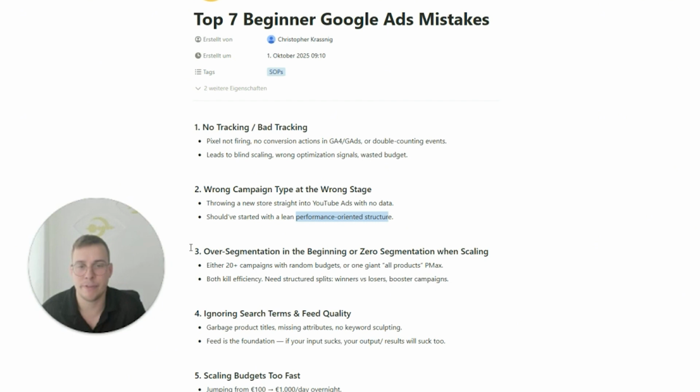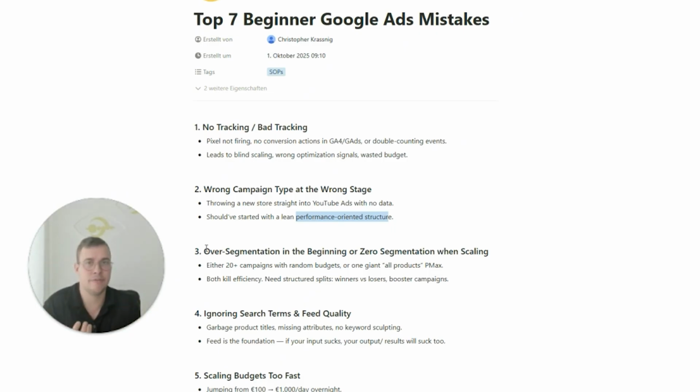Mistake number 3, one of my favorite ones, is the over-segmentation in the beginning or zero segmentation when scaling at the later stage. Especially the over-segmentation in the beginning is a very common one. Why? Because you split it up in all these different sections and it looks so good. It makes so much sense in theory, right? But if you're just starting out, you want to keep it as simple as possible. You want to consolidate it in the beginning.